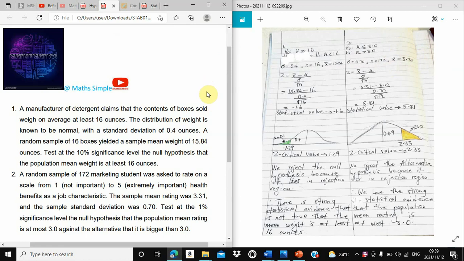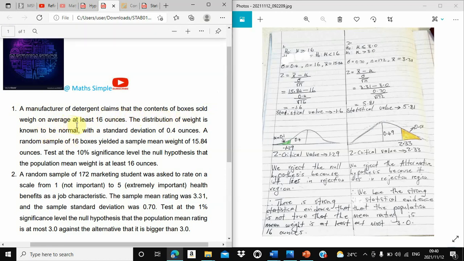The first question that we are given in a one-tail test hypothesis is: a manufacturer of a detergent claims that the contents of boxes sold weigh on average at least 16 ounces. The distribution of weight is known to be normal, with a standard deviation of 0.4 ounces. A random sample of 16 boxes yielded a sample mean weight of 15.84 ounces. Test at the significance level the null hypothesis that the population mean weight is at least 16 ounces.